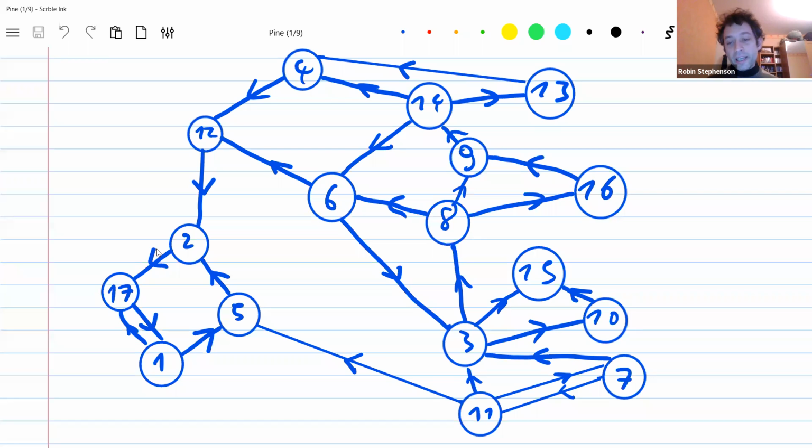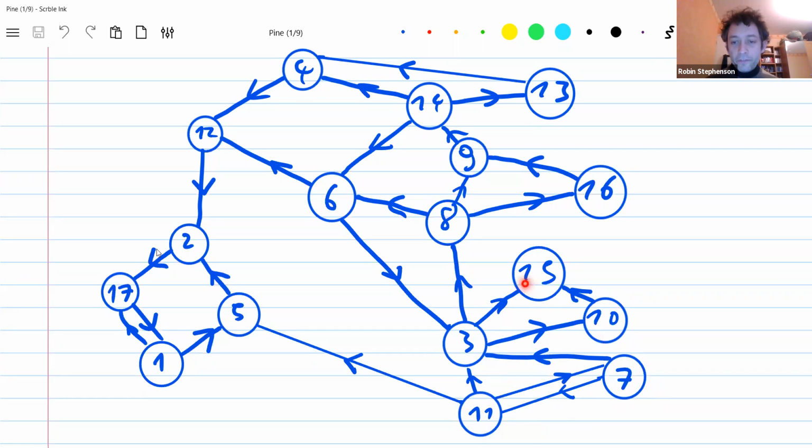Similarly, we got 7, 11. They make a mini cycle. I can go from one to the other. So they're in the same component, and I can leave this component. Well, I can leave 7, 11, but I can't go back to them. So again, they form a strongly connected component.